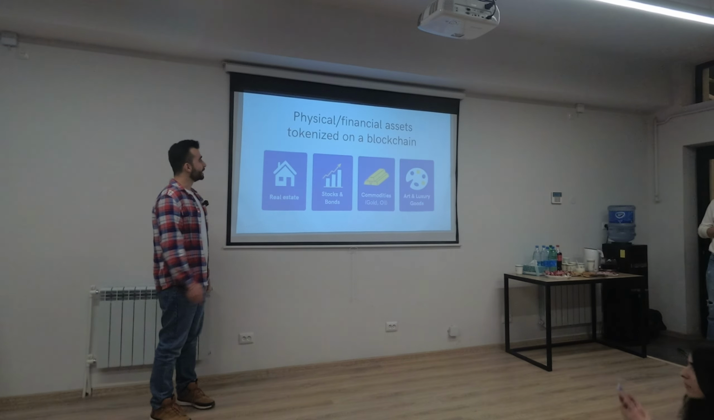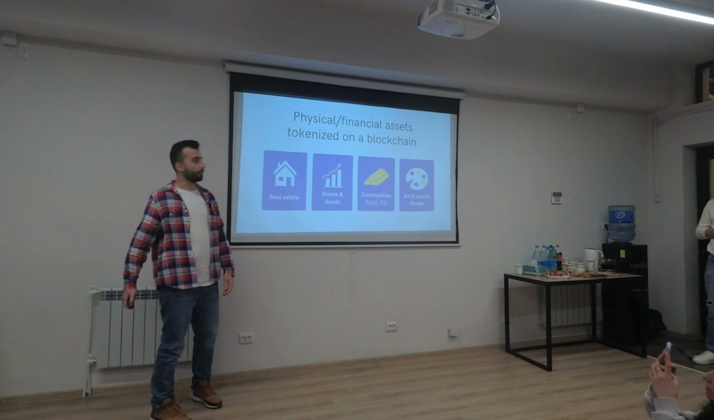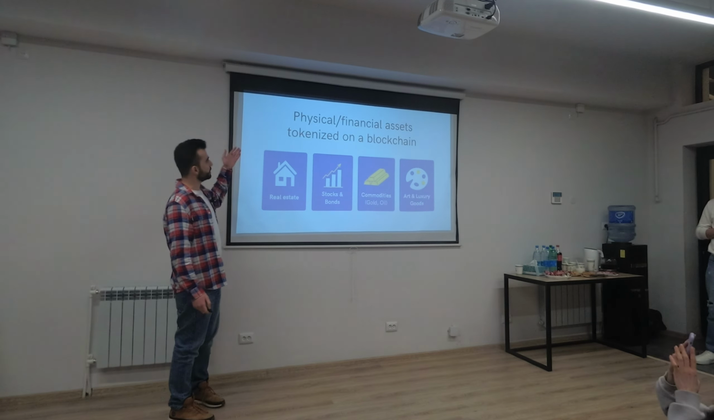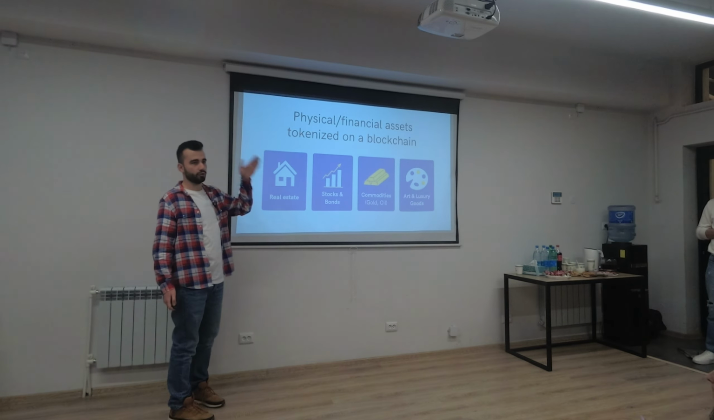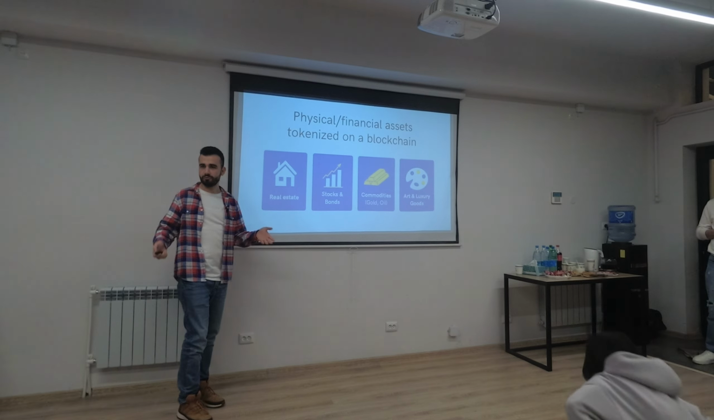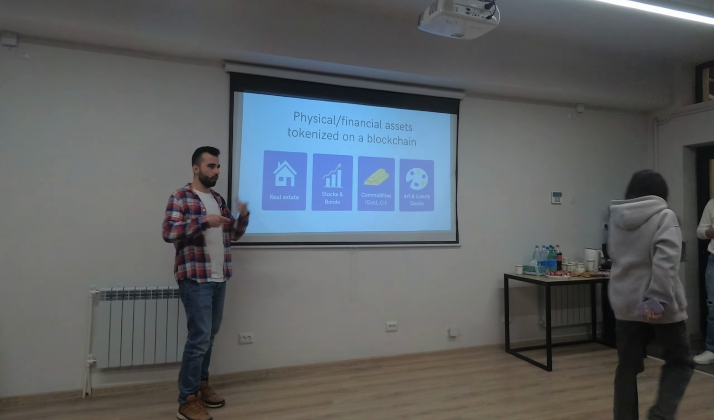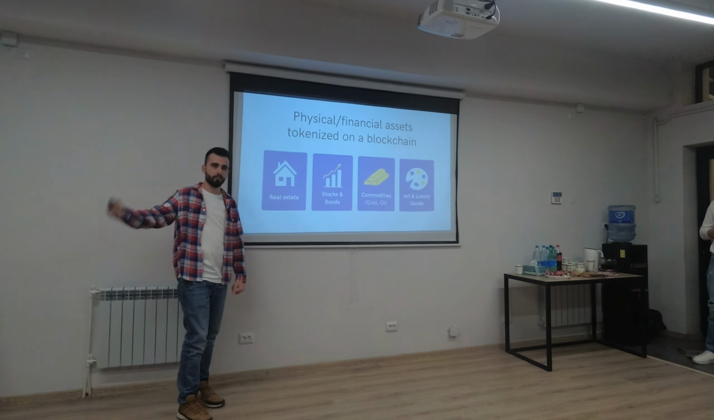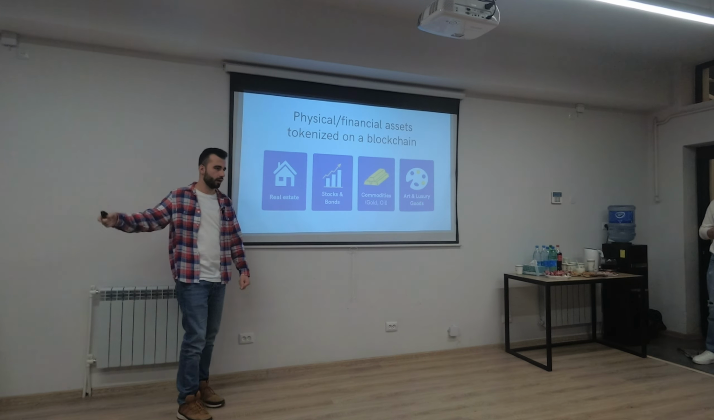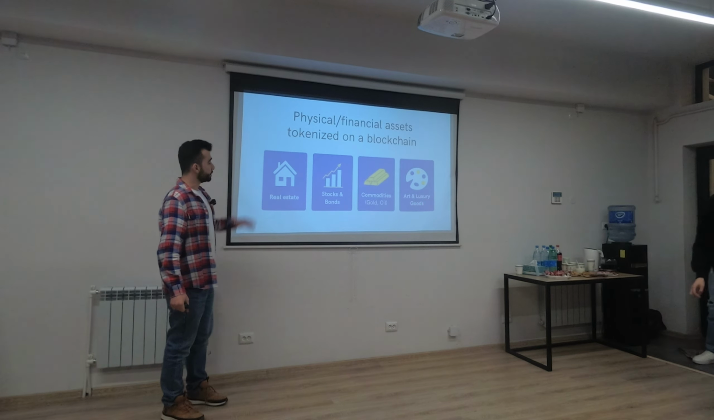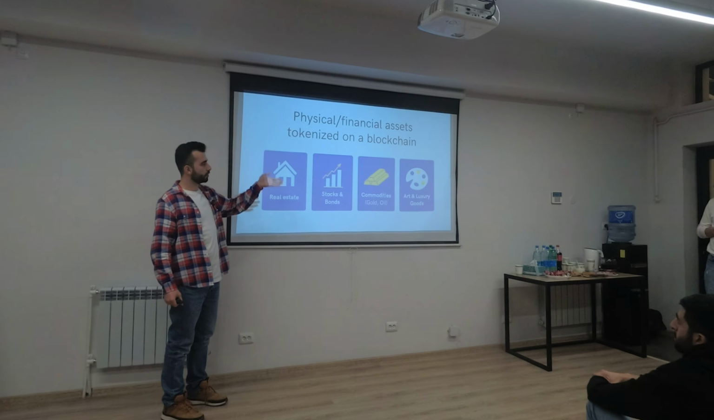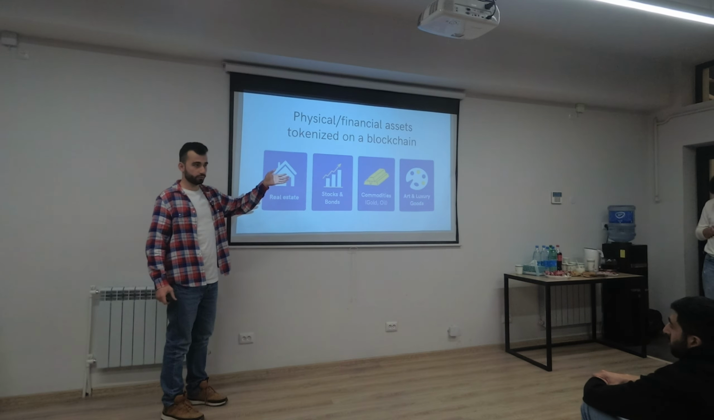So RWAs stand for real-world assets. What they represent is physical or financial assets tokenized on a blockchain. When we say tokenized, we mean a digital twin of the asset, or its fractionalized twin, is created on the blockchain so it can move around and be traded or sent to each other. The tokens can represent real estate, stocks and bonds, commodities, or even art and luxury goods.